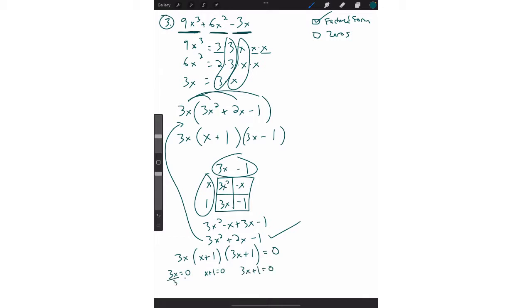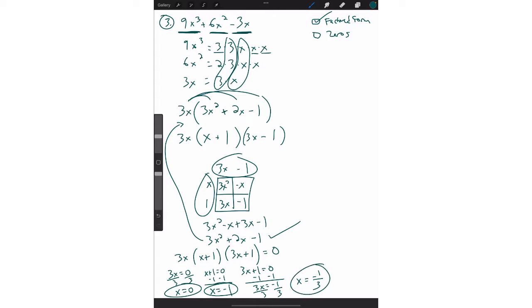Okay, divide each side by 3. 0 divided by 3 is still 0. For x plus 1 equal to 0, you subtract 1 from each side, and you get x equal to negative 1. If I were to set this one on this side, I'd add 1 to each side, and I get 3x is equal to 1. Divide each side by 3, and I get x is equal to 1/3. Okay, so my three answers: x equals 0, x equals negative 1, and x equals 1/3.